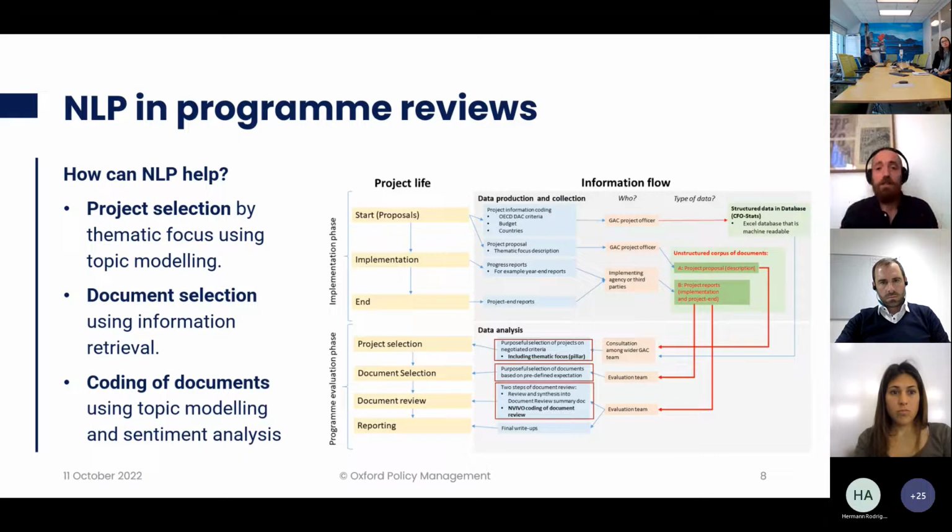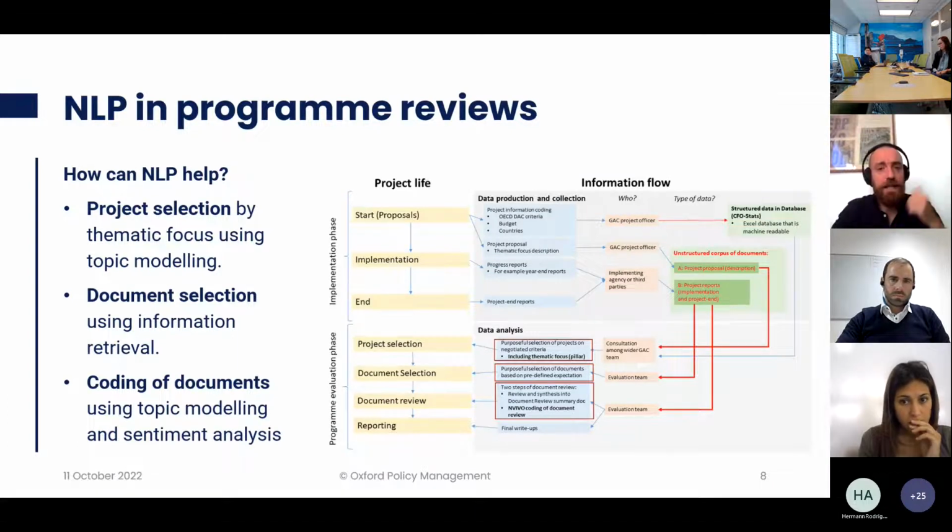So the whole point of this project was to look through the procedure that Global Affairs Canada goes through in order to do these program reviews, and then identify some places where we think that NLP could be implemented in order to improve these procedures or implement them in a cheaper or perhaps faster way.